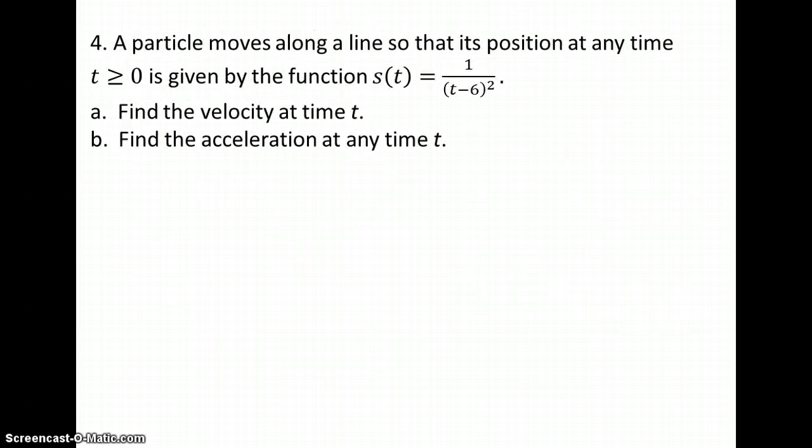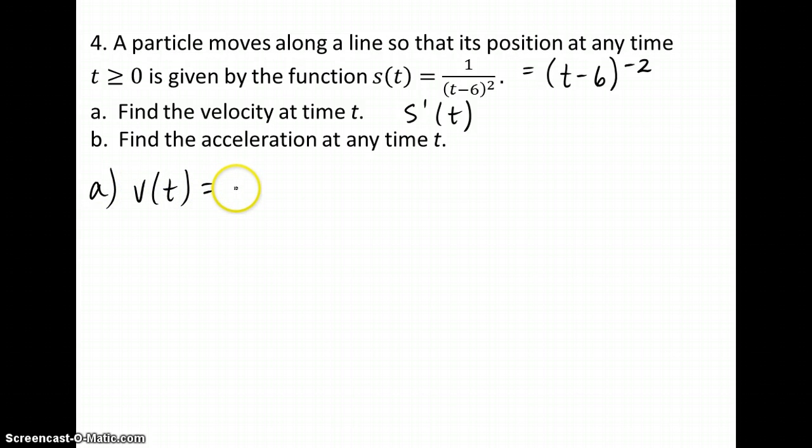A particle moves along a line so that its position at any time is given by this function. Find the velocity. Okay, so the velocity is the first derivative of the position function. We don't need the quotient rule for the s of t because there's no variable in the numerator. So if I rewrite the position function with a negative exponent, the velocity is the derivative of this function.